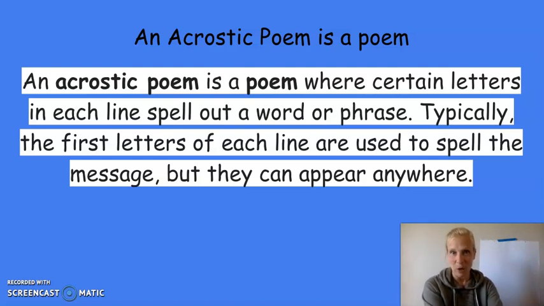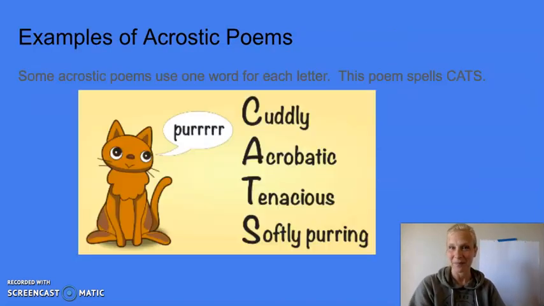Now, an acrostic poem is a poem where certain letters in each line spell out a word. Typically, the first letters of each line are used to spell the message, but they can appear anywhere. Today, ours are going to be the first letter. Let's look at some examples of what an acrostic poem looks like.